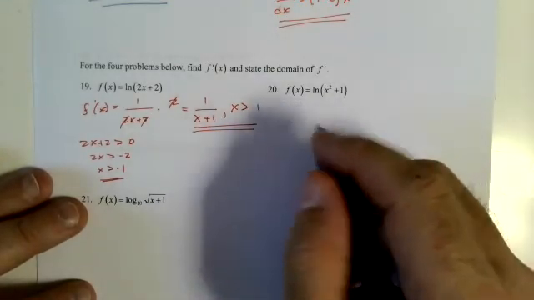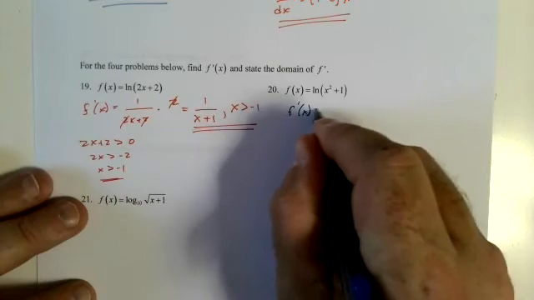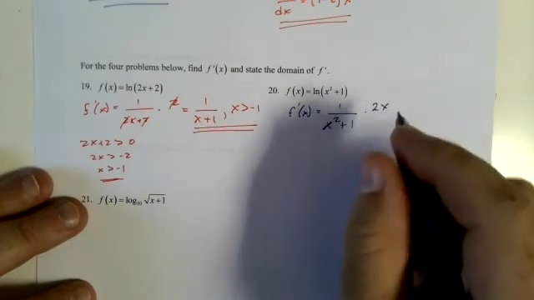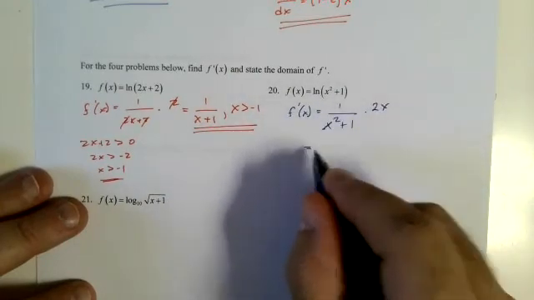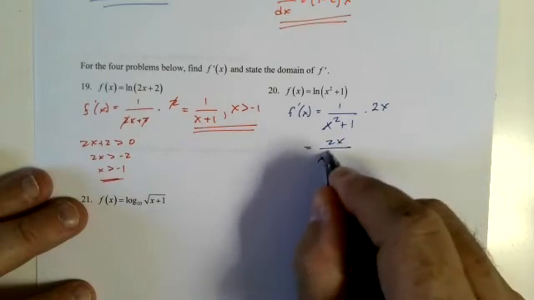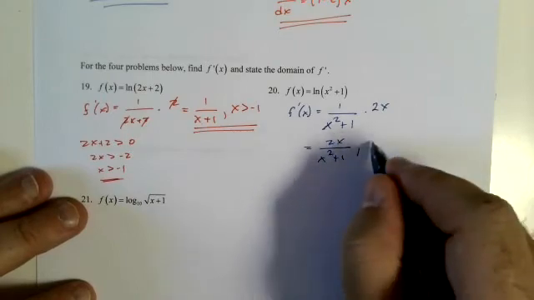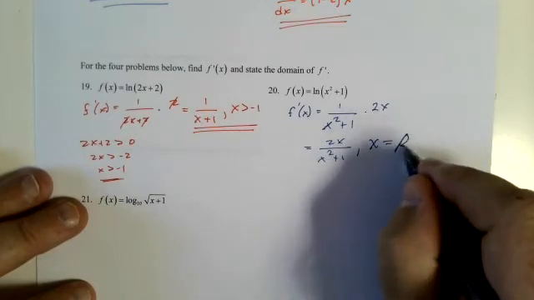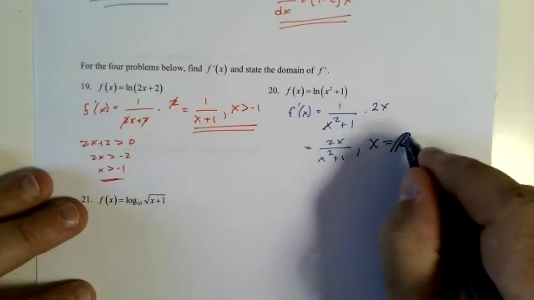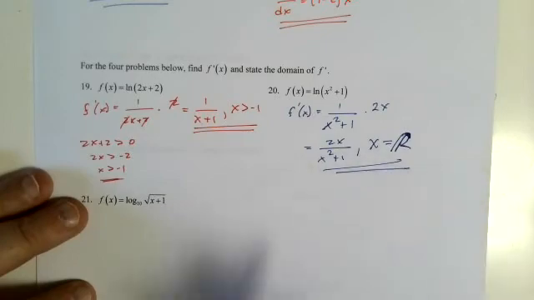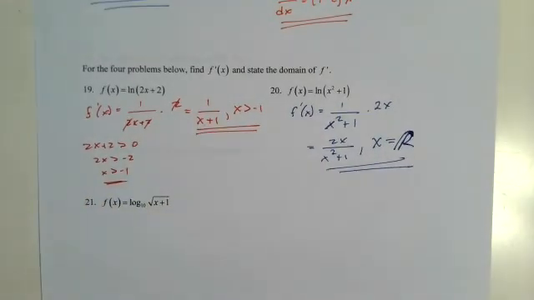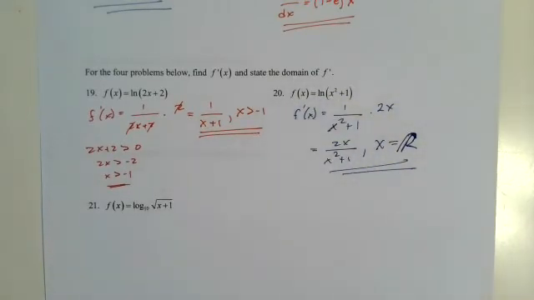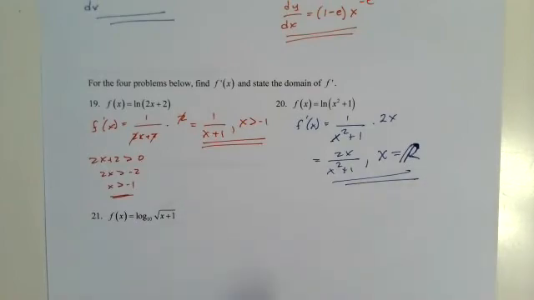All right, 20. F prime of x equals 1 over x squared plus 1 times 2x, 2x over x squared plus 1. I gotta clean it up. Oh, what a mess. Life goes on. x equals all reals. Why? Because I can plug anything in. I can plug 0 in, plug a negative number in, I'm good to go. Nothing's going to cause a negative on the bottom.